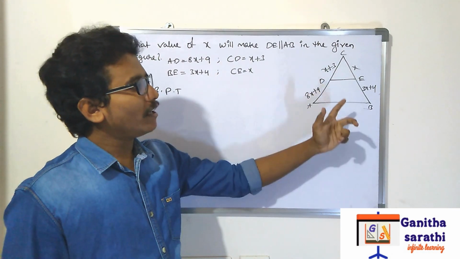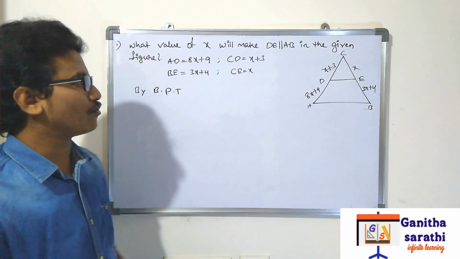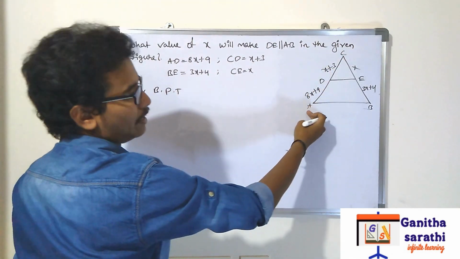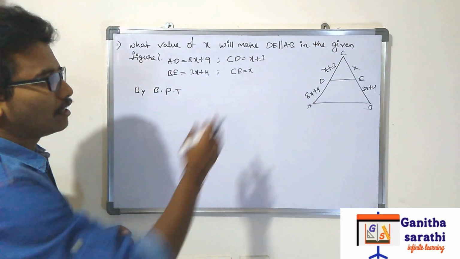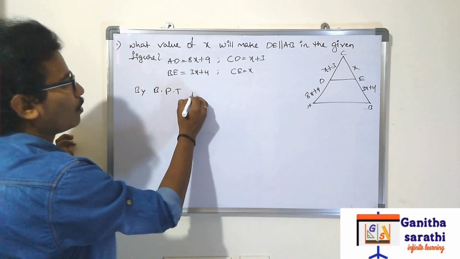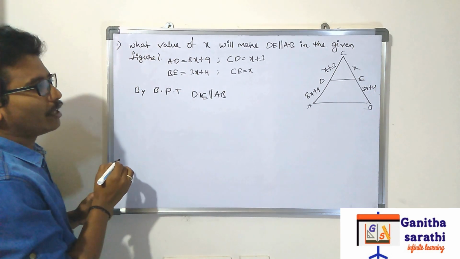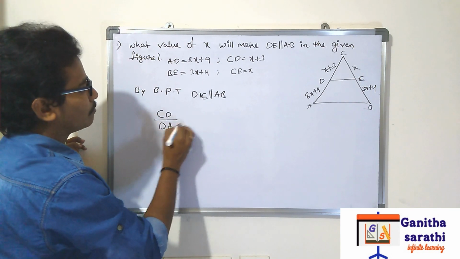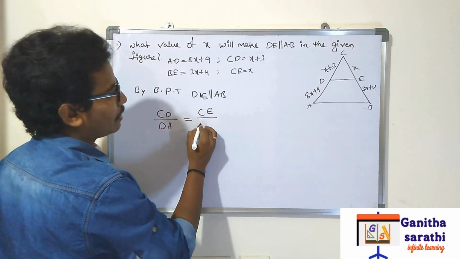If a line is parallel to one side of a triangle, then the other two sides will be divided in the same ratio. What are the two sides here? CD by DA and CE by EB, like that, right? So you can take the sides. Here it says DE parallel to AB. We should make DE parallel to AB. So you can take CD by DA is equal to CE by EB.